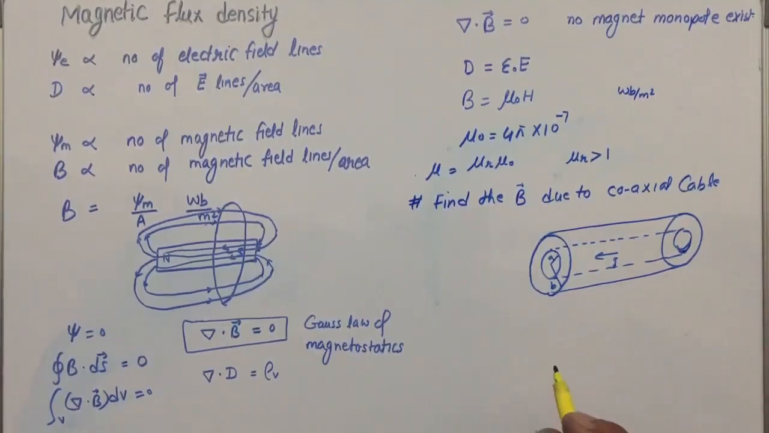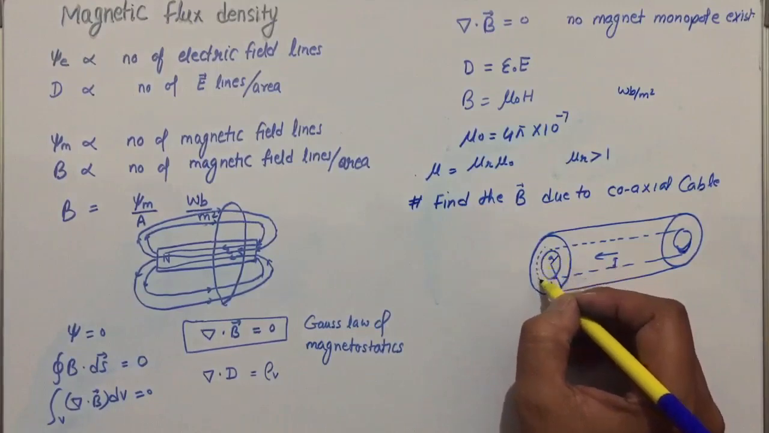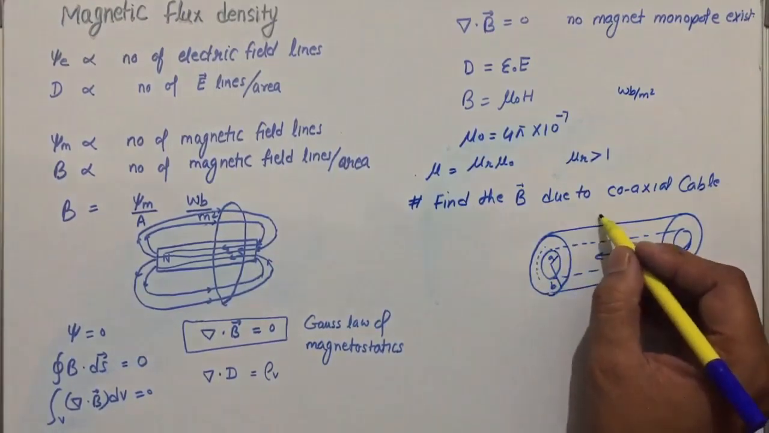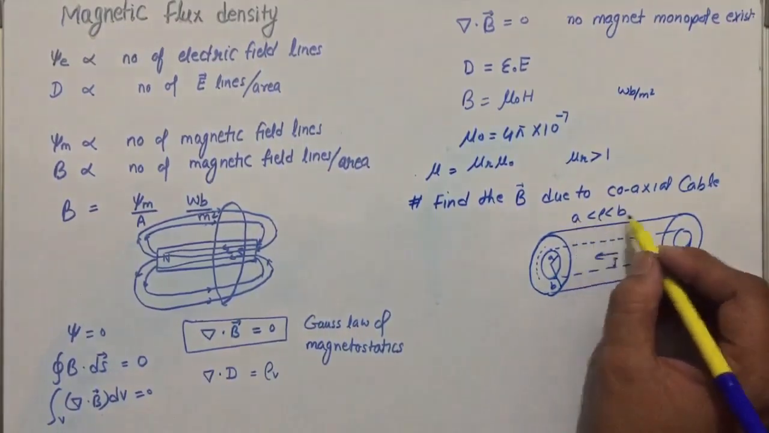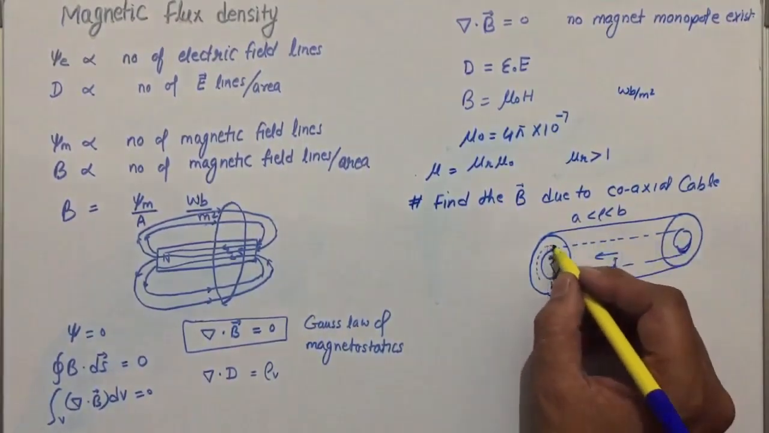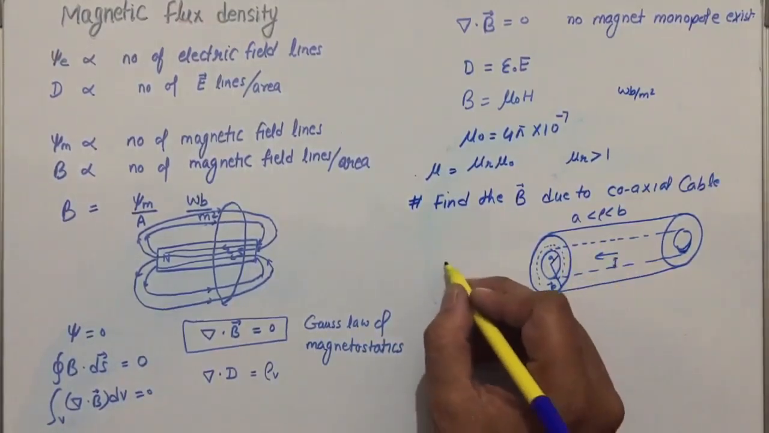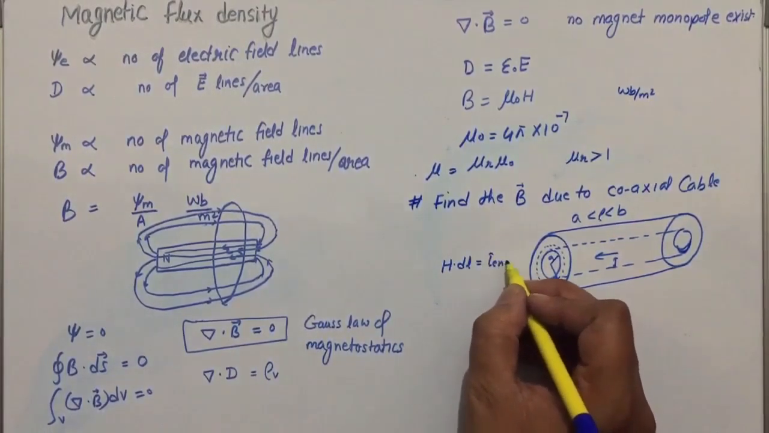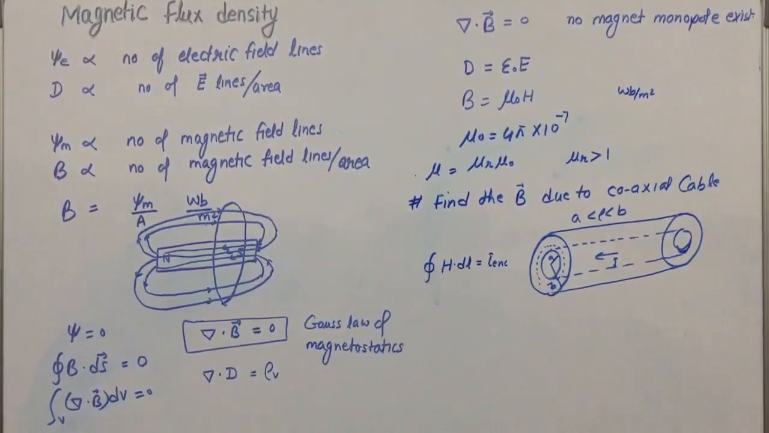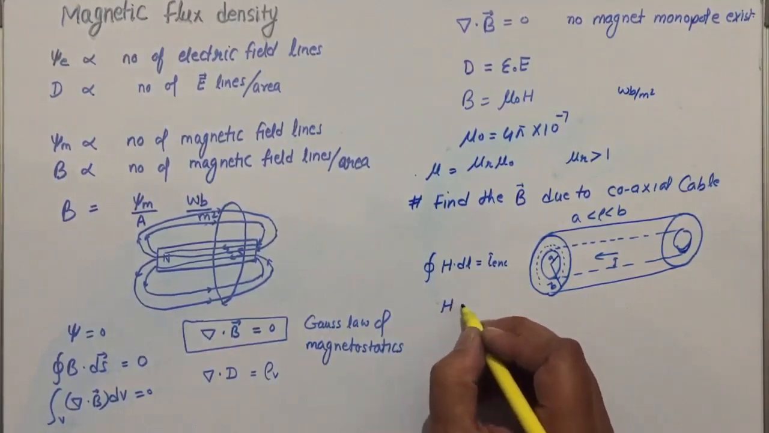Okay, now if we choose an Amperian path for rho that lies between A and B, then we can say that H dot dl will be equal to the I enclosed from Ampere's law. We know this, we have already studied it. So from here we can have H dl.